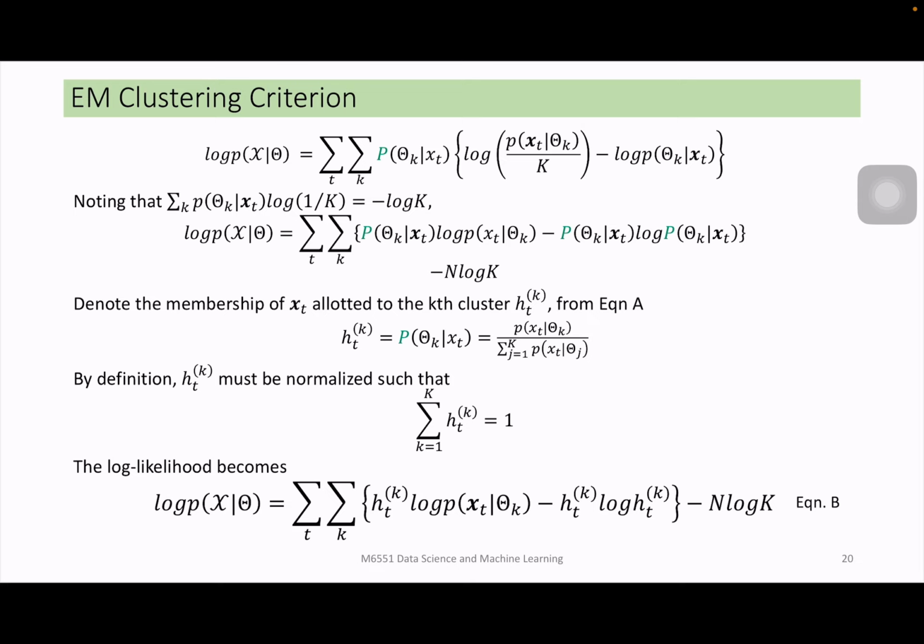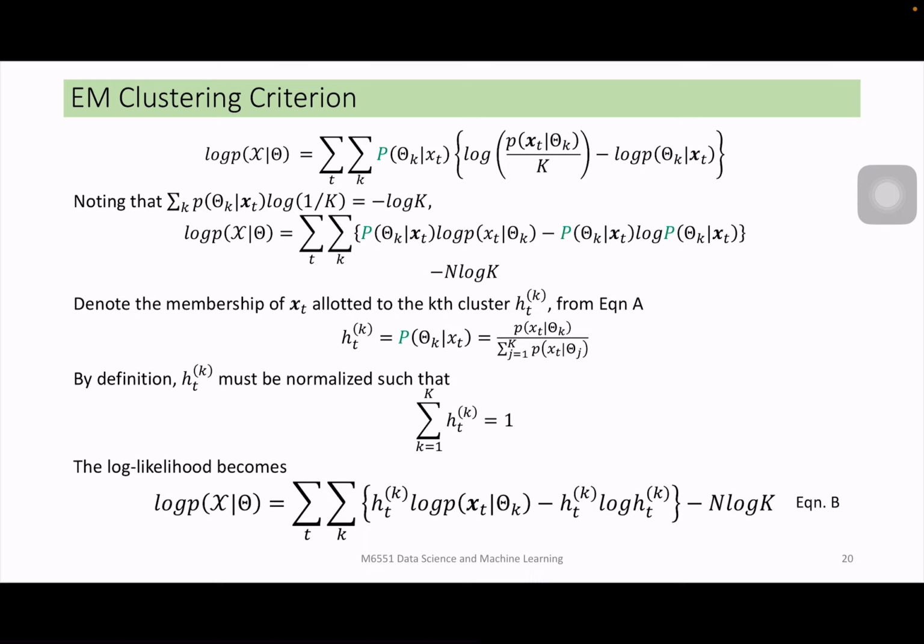So EM clustering criteria: you take log P of X given theta, then the summation over T and the summation over K of the probability of theta K given X, times log P of X given theta divided by K, minus log P of theta given T. Noting that the summation of K and log 1 over K equals minus log K, at the end of the day log P of X given theta has this particular expression.